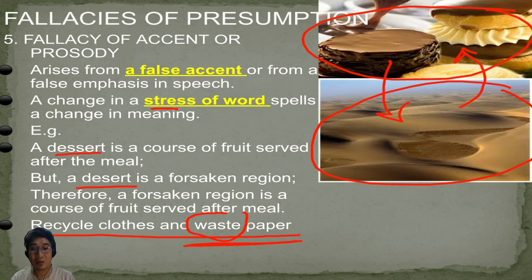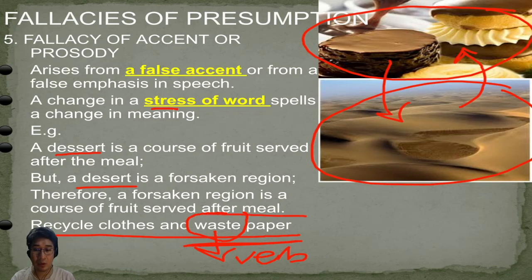Recycle clothes and waste paper. So did I pronounce it correctly? Now when I say waste paper here, ibig sabihin nito, nagiging verb siya. Ibig sabihin ng verb here as the waste, sasayangin mo yung papel. Okay, that's the meaning of the waste paper.